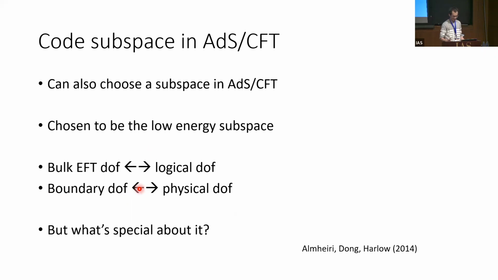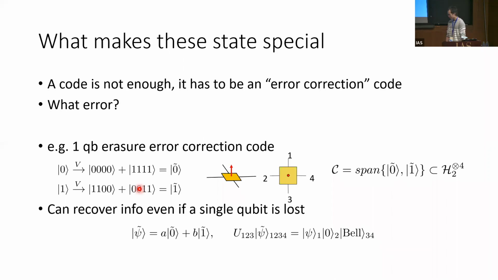Because from the last slide, it just seems like I choose a subspace, but what's so special about the subspace? Well, obviously, we want to choose a subspace that has code words, or states in that subspace, that are robust against certain kinds of errors, right? So choosing the right subspace is actually non-trivial. So here we would like to choose the subspace or a code that can protect the information from so-called erasure errors. So here's a very simple example of a 4-qubit code, which we will use throughout the talk.